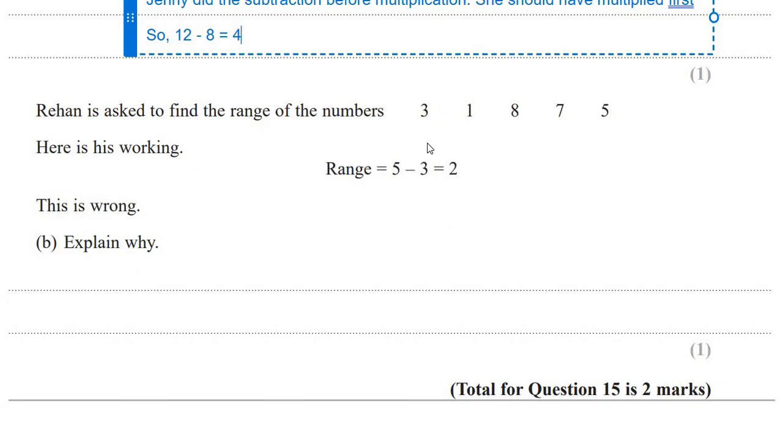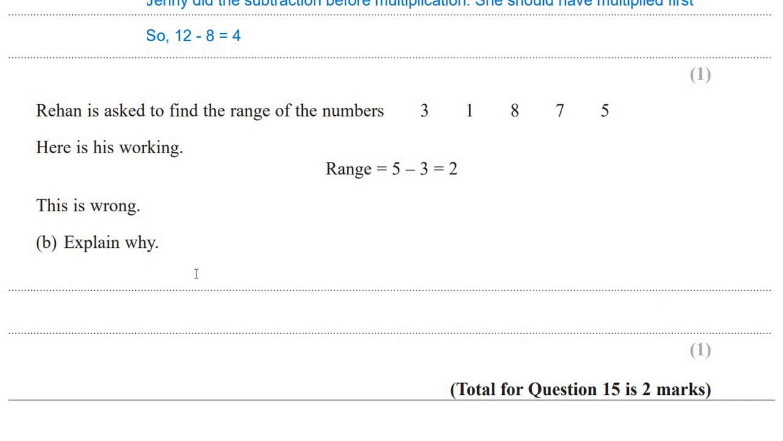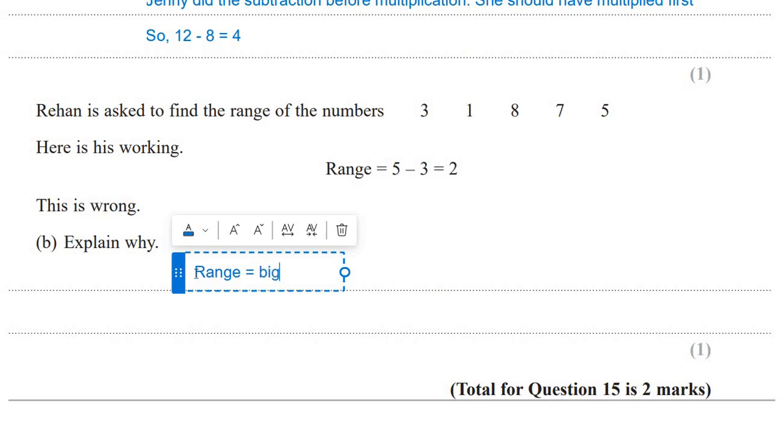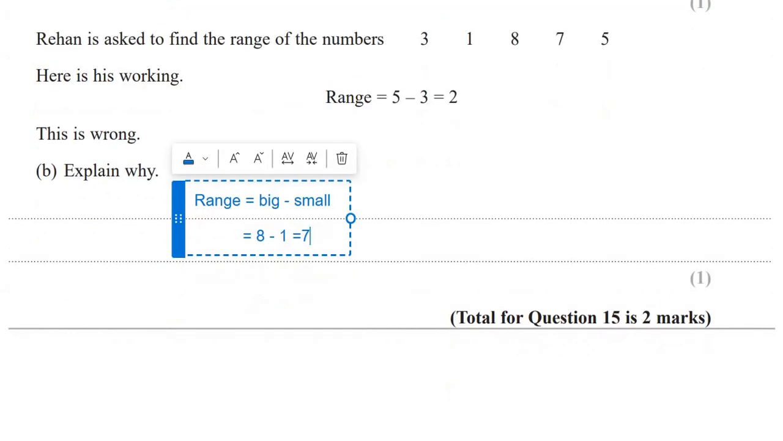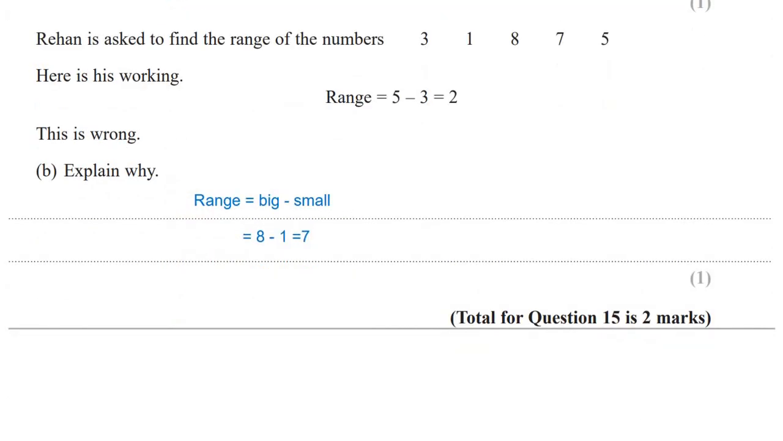Now, range. Now, what is range? Range is the biggest number take away the smallest number. That is how you find range. Big take away small. So the biggest number here is 8. So it should be 8, take away the smallest number, 1. So the range must be 7, not 5 minus 3, 2. Right, that is what was wrong in this question.